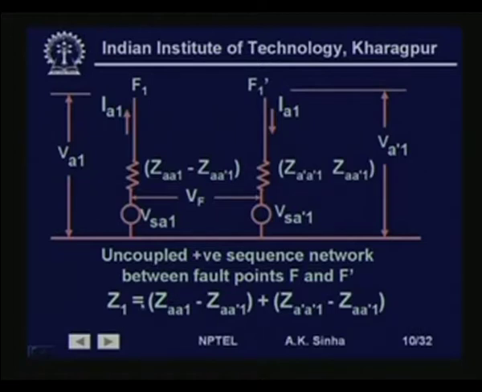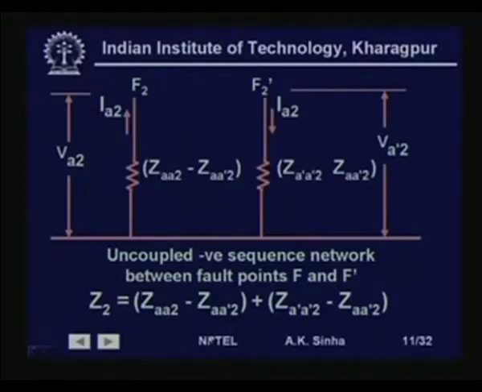So, we get Z1 as ZAA'1 minus ZAA'1 plus, that is this impedance, plus this impedance, Z A'A'1 minus Z A'A'1. So, this is what we will get as the total positive sequence impedance for this network. Similarly, we can get the uncoupled negative sequence network between point F and F' for the system.